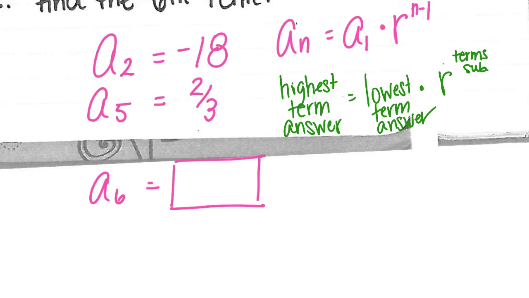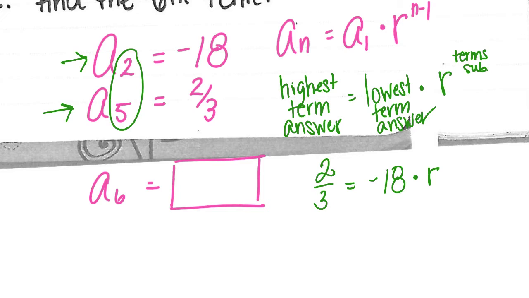So what am I talking about? This would be the highest term, a sub 5, that we have, so I'm going to put 2/3 there. The lowest term, the answer, is going to be negative 18. And the terms subtracted, I'm just going to take 5 and subtract 2. So that gets me to 3.